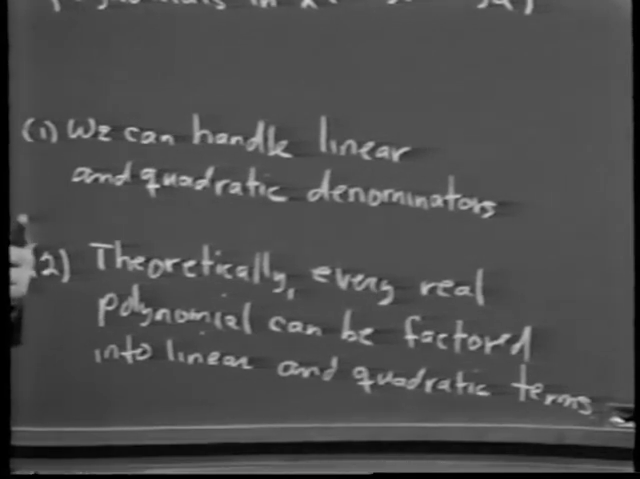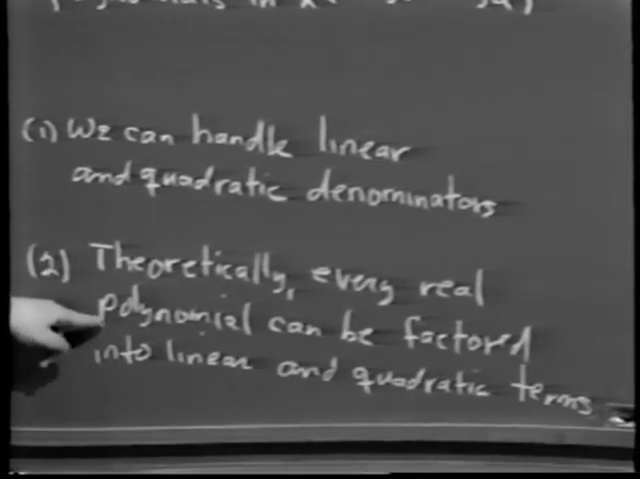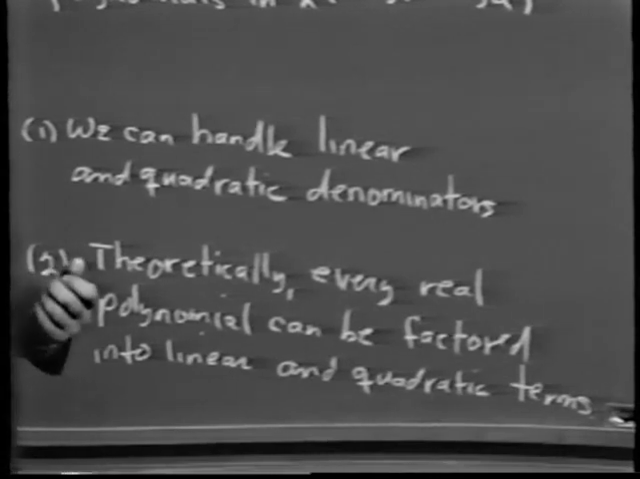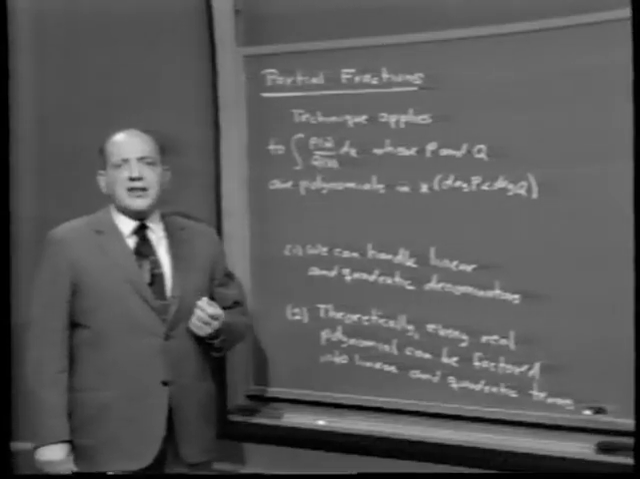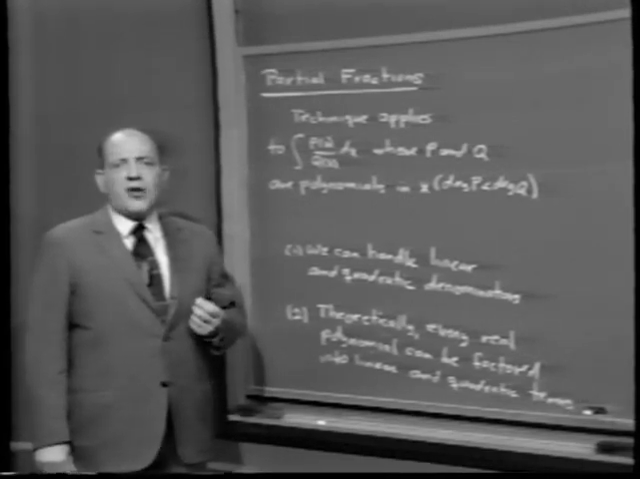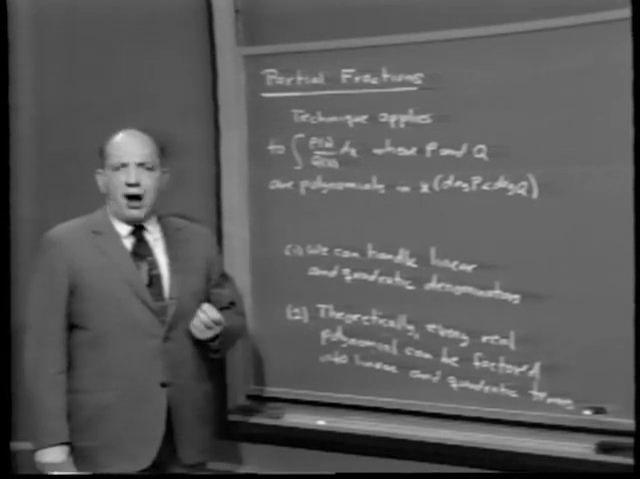And the second important thing, and I'll amplify this too as we go along, is that theoretically, every real polynomial can be factored into linear and quadratic terms. Now this is a little bit misleading if you try to read more into this than what it really says. It doesn't mean that we can always find a factorization quite simply. In other words, we may at best be able to approximate a root.